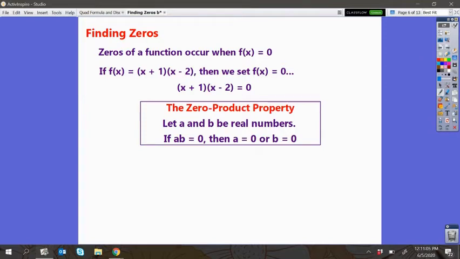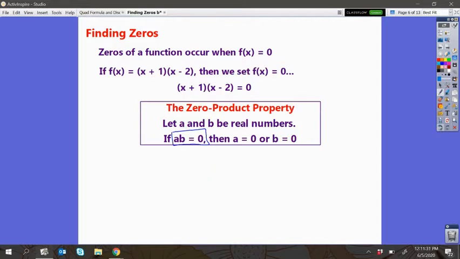It basically says if you have any two numbers that are multiplied together and it equals 0, well, either of those two numbers has to be a 0. I mean, think of it this way. If I say 2 times x is equal to 0, well, what does x have to be? x has to be 0 because anything times 0 is 0. The only way to multiply to get 0 is to multiply by 0.